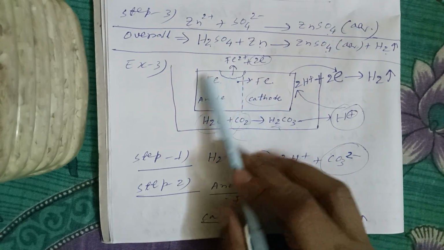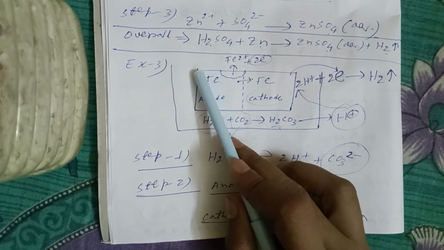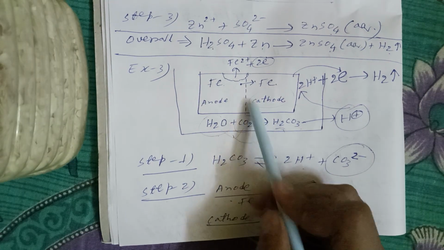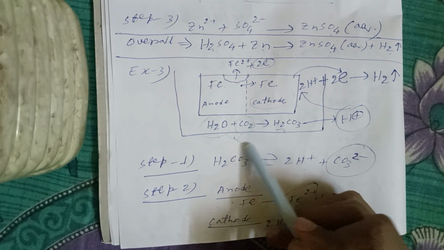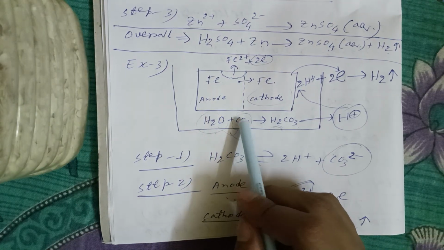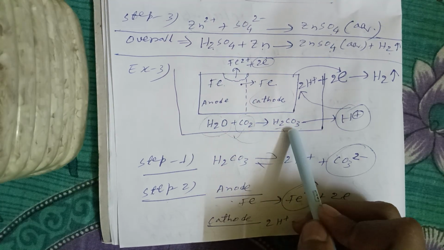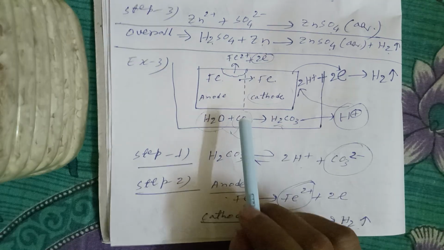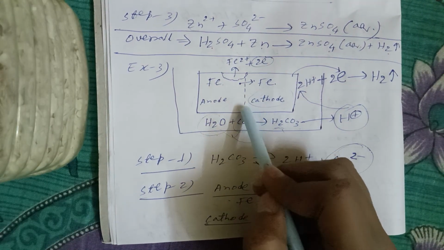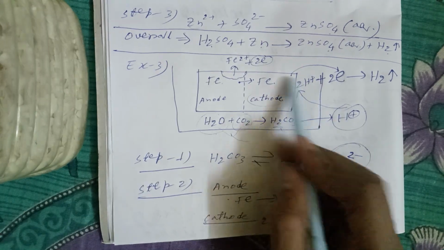Now here is another example, iron corrosion. If we take an iron sheet in an environment where moisture and carbon dioxide are present, then this iron sheet will be corroded. First, water and carbon dioxide produce carbonic acid, and then this iron sheet can be hypothetically divided into two parts. One is the anodic part and another is the cathodic part.